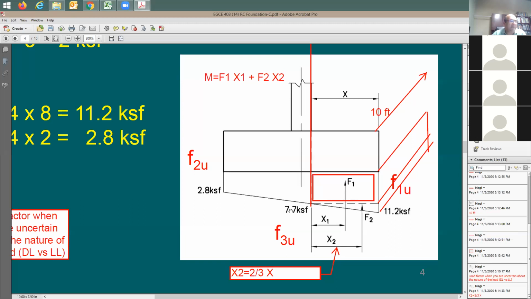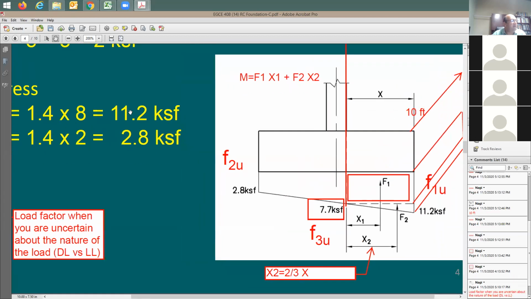Also, I've been asked about this value here. Where is the 7.7 coming from? Because in my analysis, I did 11.2 and 2.8. All of a sudden, I'm throwing in 7.7. You should be able to do this by interpolation. If you know the slope of this line, now how do you find the slope?